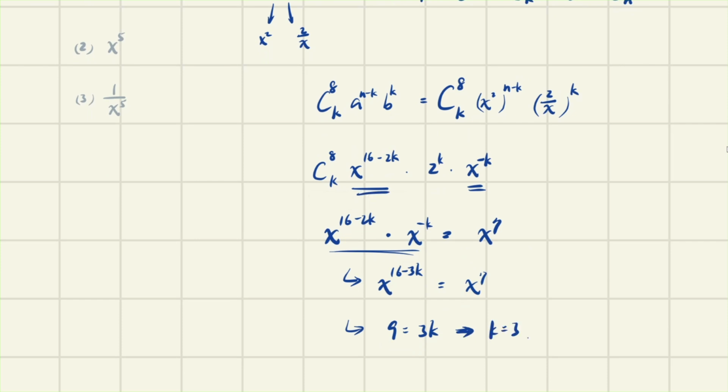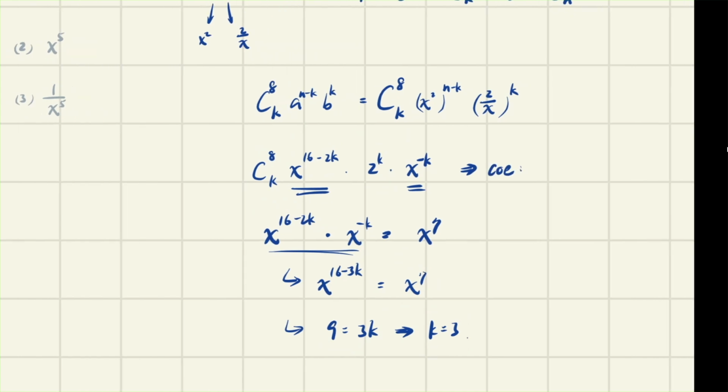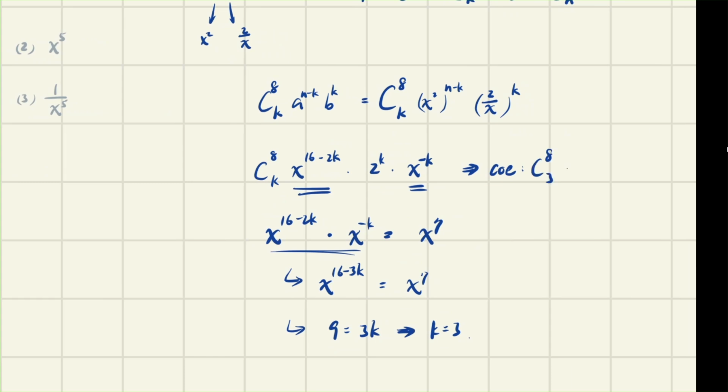Then we can know what our coefficient is, because the coefficients are the products of these two constants. If we plug in k equals 3, we get the coefficient: 8 choose 3 times 2 to the power of 3, because k equals 3, which equals 8 times 7 times 6 over 3 times 2, times 8, because 2 to the power of 3 is 8. And 3 times 2 equals 6, so these cancel out. So it will be 8 times 7 times 8, 56 times 8, which will be 448.